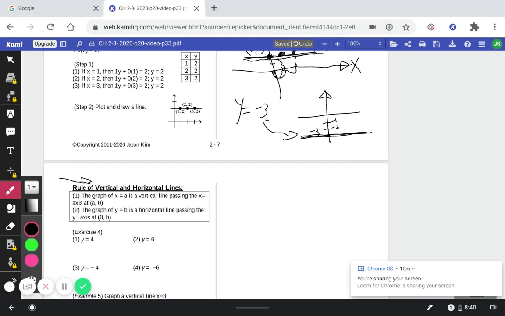So this leads into the next topic called rules of vertical and horizontal lines. So when you have a graph y equals some number, then it becomes a horizontal line. It passes through (0, b). So if b is here, the line looks like a horizontal line. So this is y equals b. And then this point is (0, b).